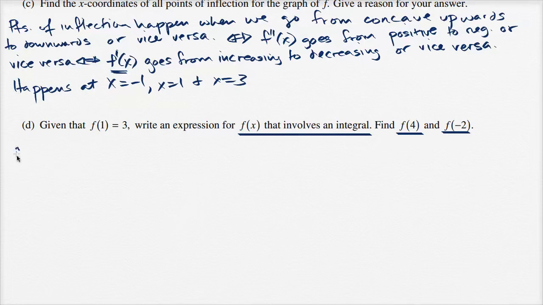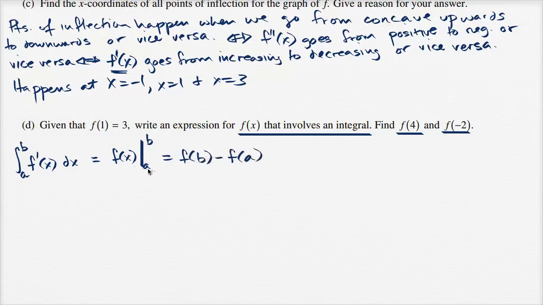Well, if we took the integral from a to b of f prime of x dx, what is this going to be equal to? Well, this is going to be equal to the antiderivative of f prime of x, which is f of x, and you're going to evaluate that at b and a and subtract the difference. So this is going to be f of b minus f of a. This is straight out of the fundamental theorem of calculus.